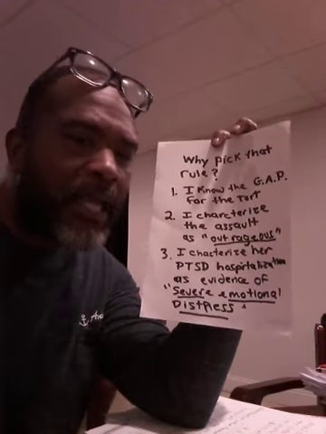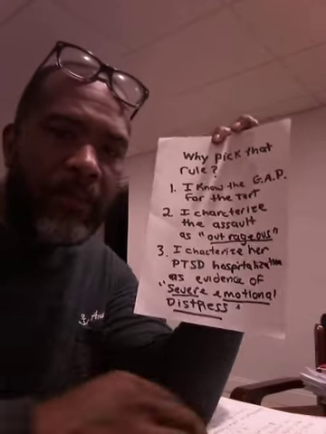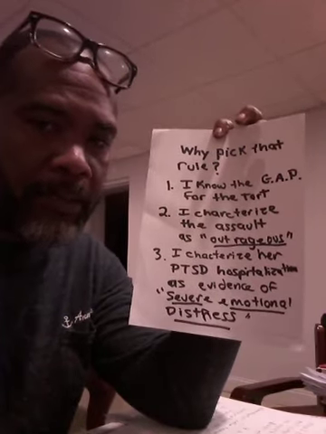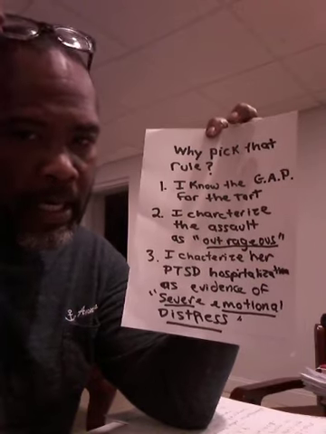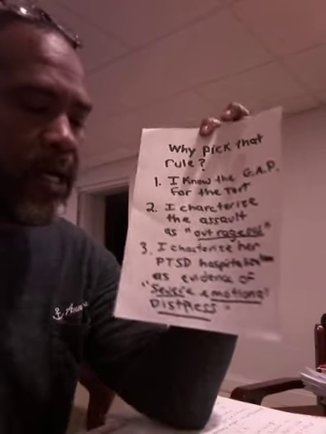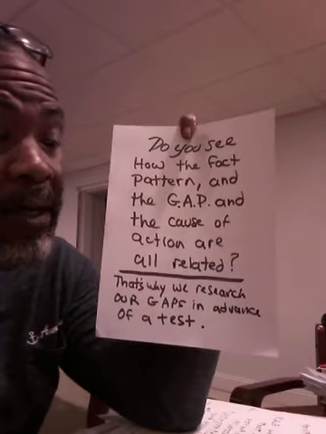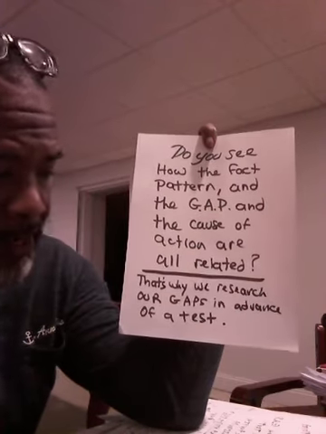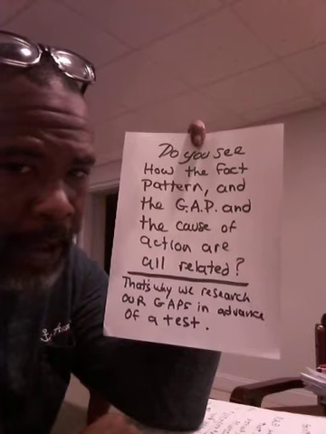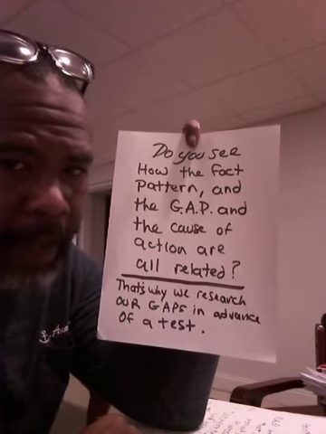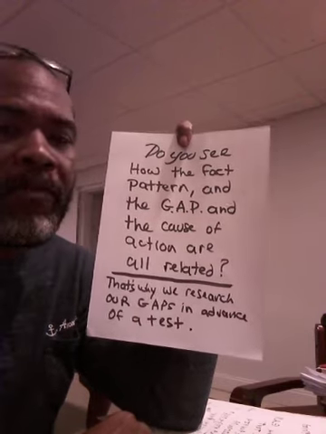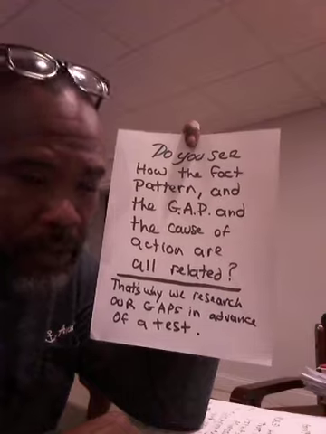I mean, it's not simply her going home and crying, right? She had to be hospitalized because she felt like she couldn't function. So that seems to be more than simply garden variety emotional distress, right? So hopefully you will see how the fact pattern and the gap and the cause of action are all related. That's why we research the generally applicable principles in advance to find generic facts that we can use to describe each tort, right?